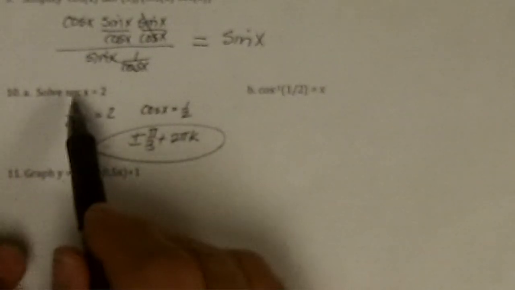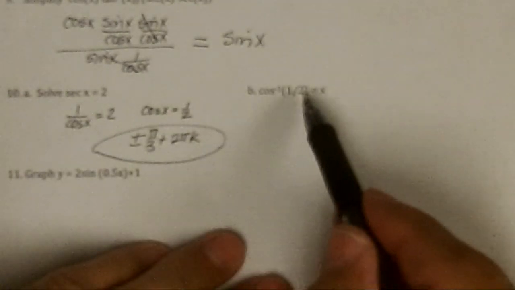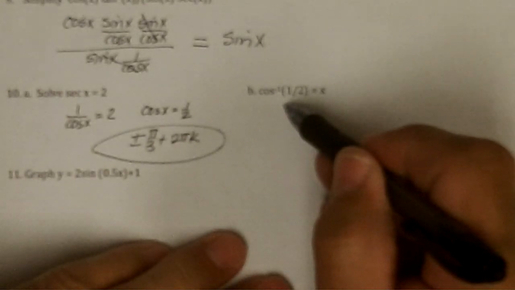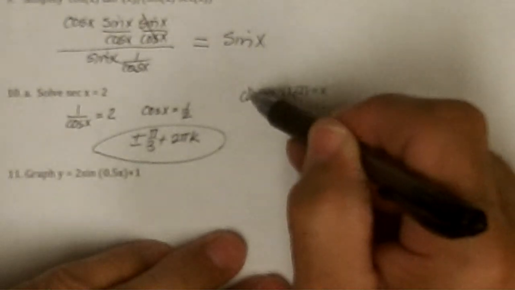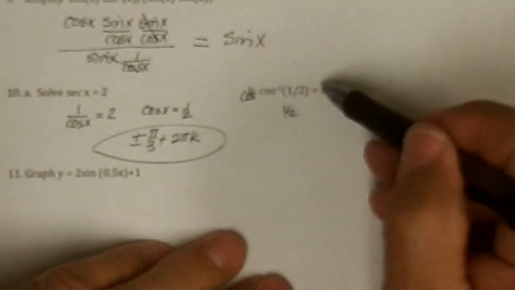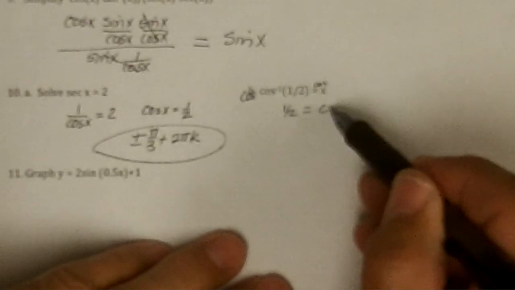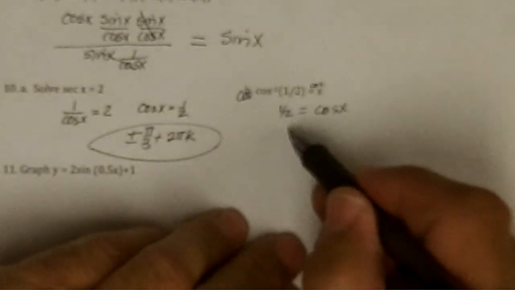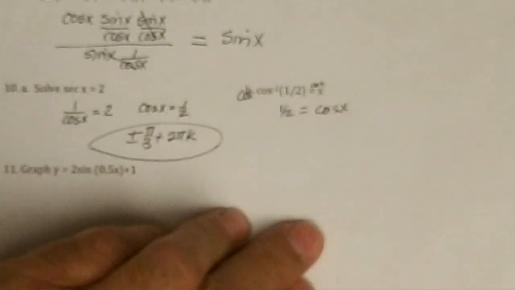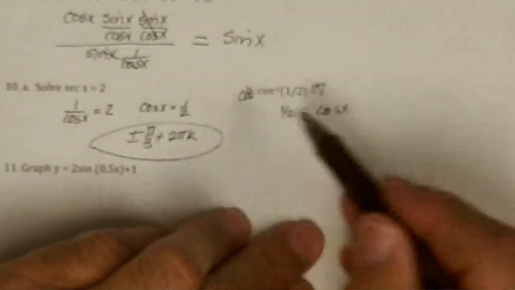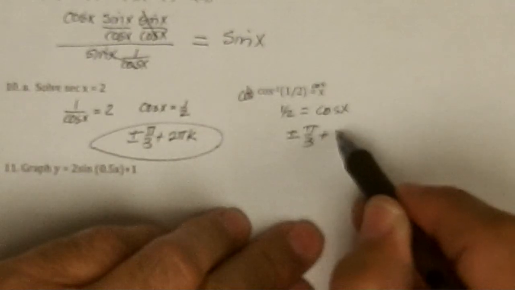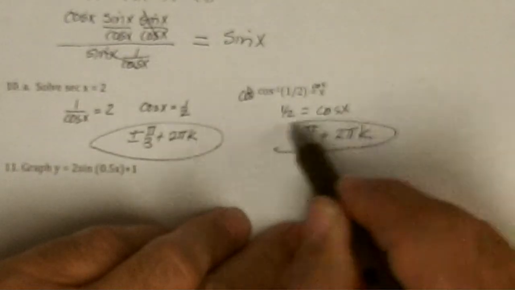So here we were looking for an angle where 1 over the cosine of the angle was 2. Now this is the inverse cosine of a half. So we take the cosine of both sides and we get 1/2, because the cosine is the opposite of the cosine inverse, is equal to the cosine of x. So now we got exactly the same problem. So it has exactly the same answer, unless we're just looking for the principal value, which would have been pi over 3, but all the possible answers are plus or minus pi over 3 plus 2 pi k.